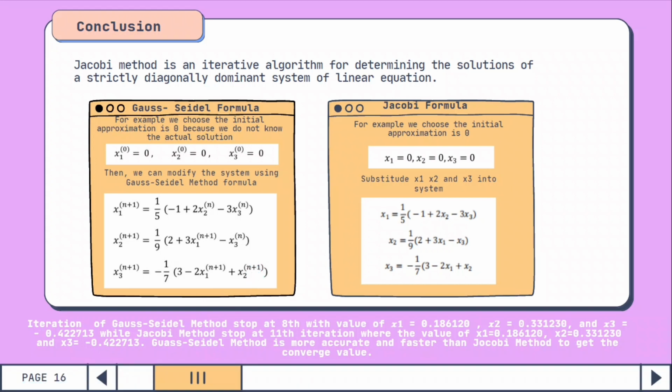The iteration of the Gauss-Seidel method stops with x1 equal to 0.18612, x2 equal to 0.331230, and x3 equal to negative 0.422713, while the Jacobi method stops at the 11th iteration, where x1 is equal to 0.18612, x2 is equal to 0.331230, and x3 is equal to negative 0.422713. This shows that the Gauss-Seidel method is more accurate and faster than the Jacobi method to get the converged value.